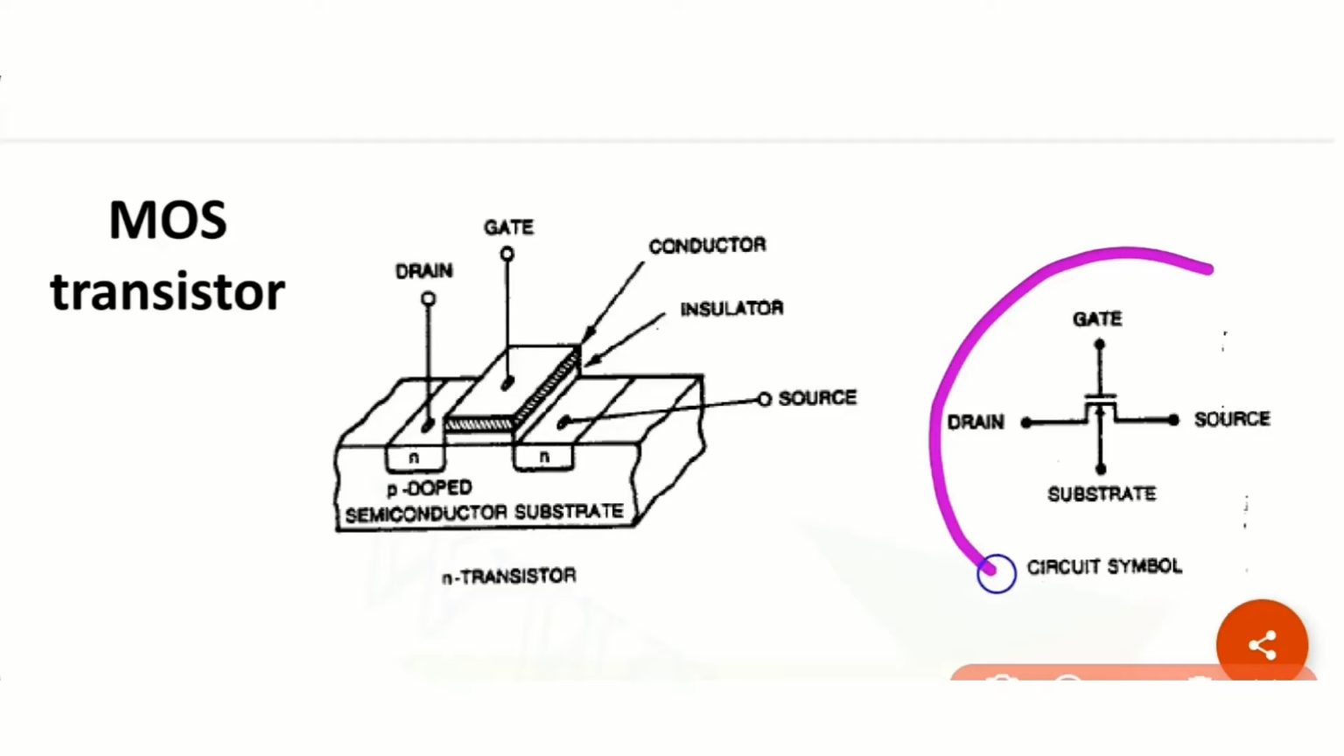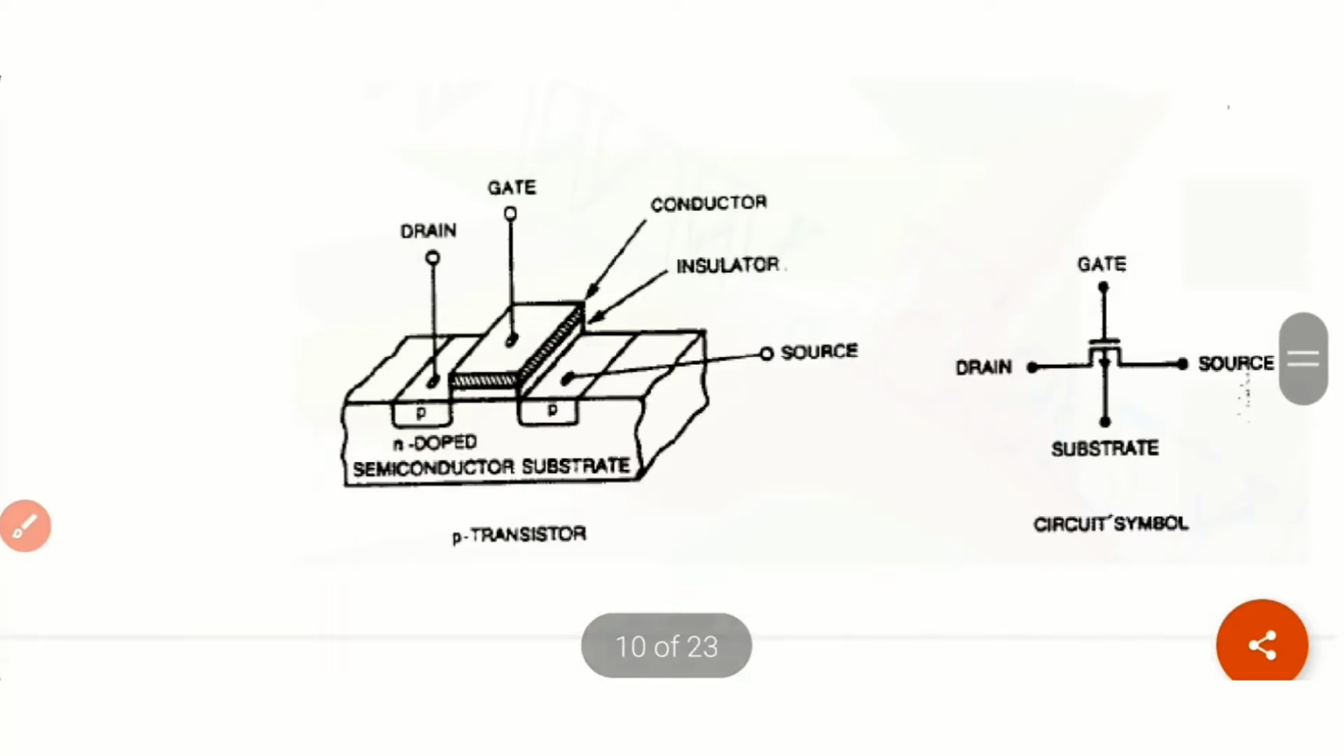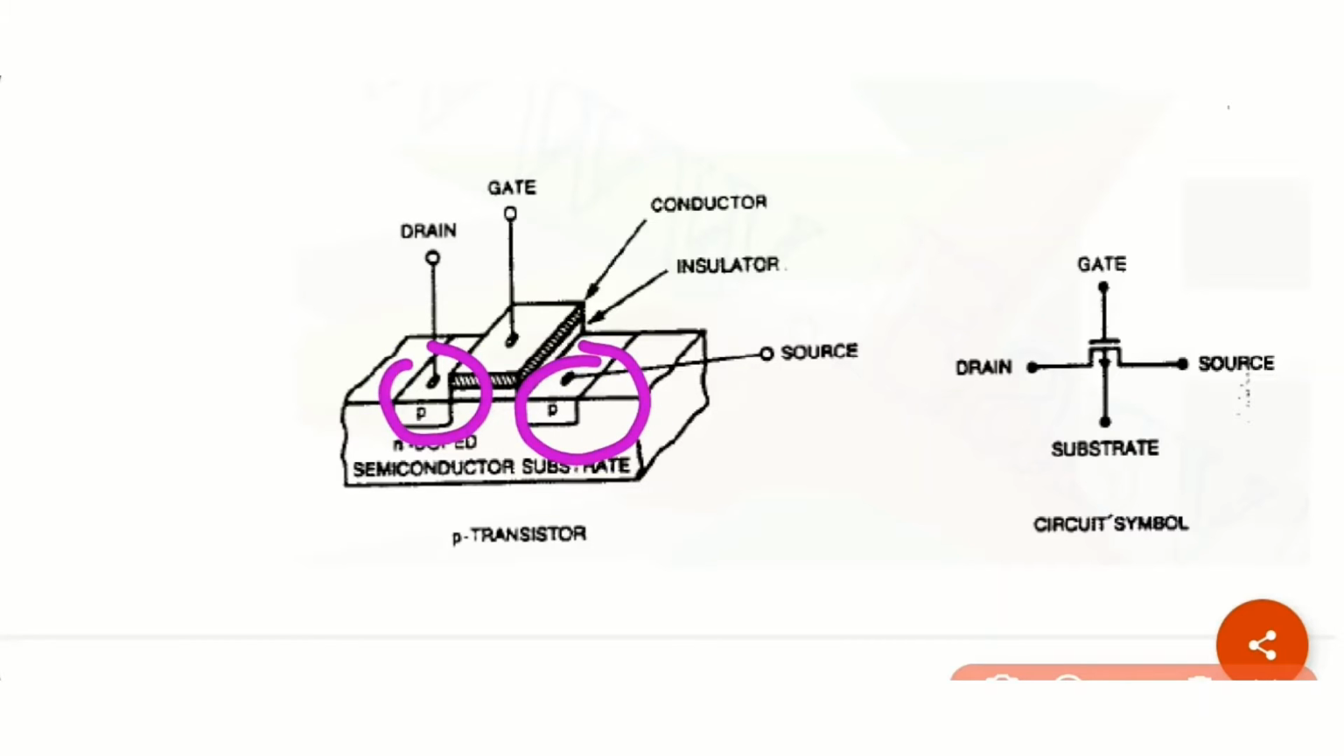So on this right hand side you are having the circuit symbol of N. So you are having a gate terminal, drain and source, and substrate is shown. Similarly you are having the P transistor. In this case it will be the opposite. You are having the N-type substrate, so N-doped semiconductor substrate, and in that you are having the drain and source, which will be P-type. Then there is the gate terminal and insulations.